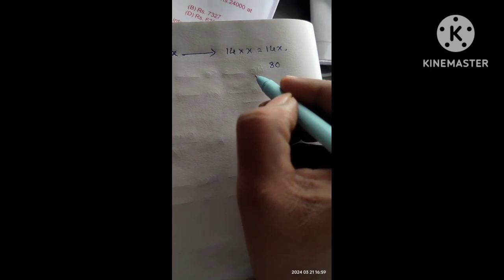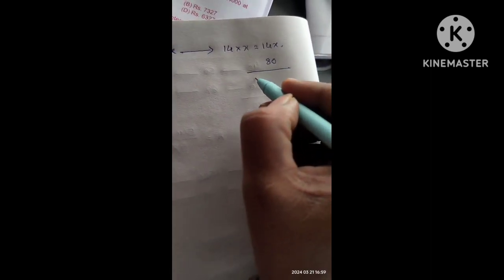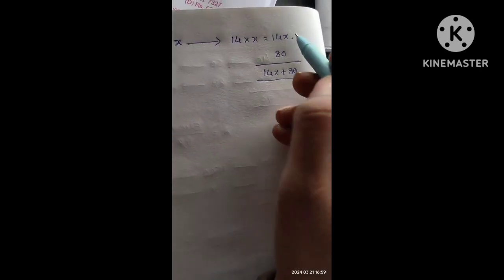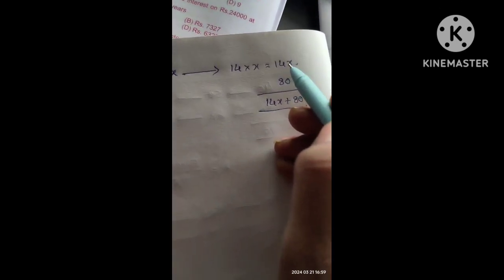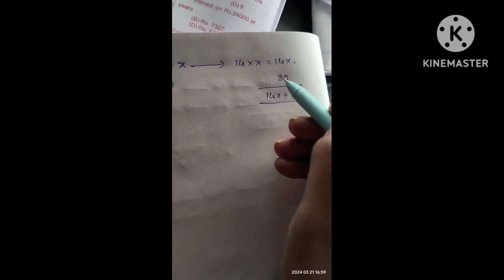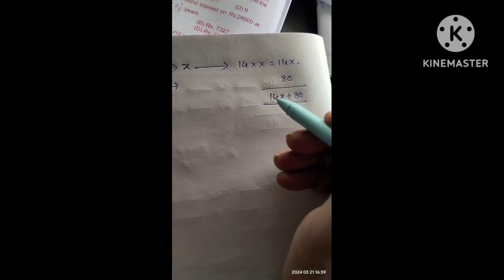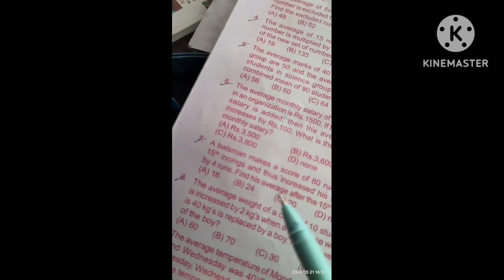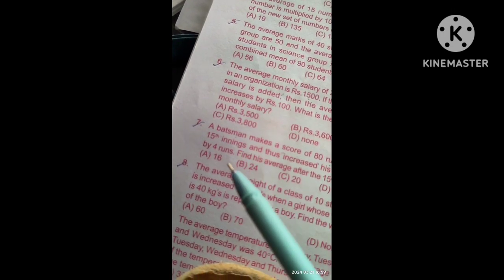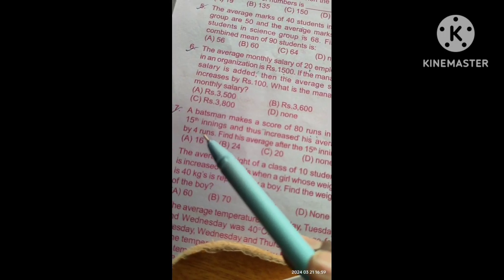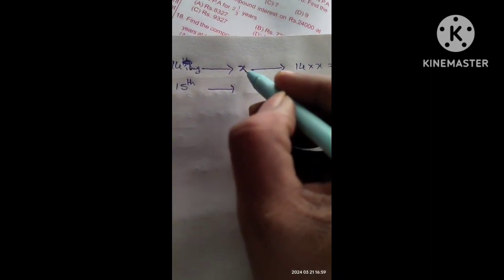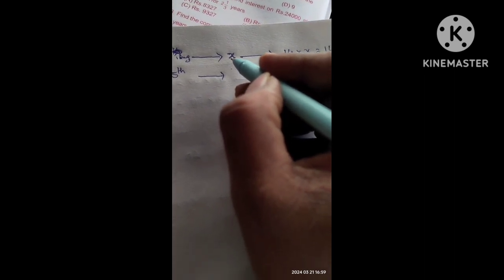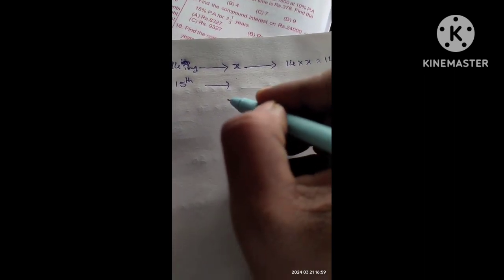80 runs, then the total will be 14x plus 80. Up to 14 innings, he made a total of 14x runs. And now, by adding these 80 runs, it is 14x plus 80 runs. And in the given sum, he said the average is raised by 4 runs. This is the average of 14 innings. Now he said the average is raised by 4 runs.